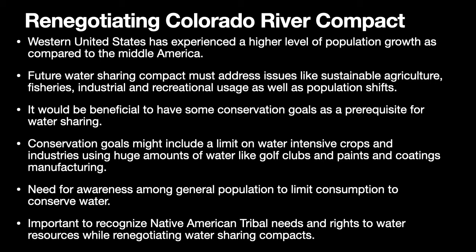It's very important to have certain conservation goals as a prerequisite for water sharing. So these conservation goals could look like cutting back on water-intensive crops like almonds and pistachios, and limiting activities which are very water-intensive like golf clubs, paints and coatings industries. And there's also a need to increase awareness among general population so that people conserve more water.